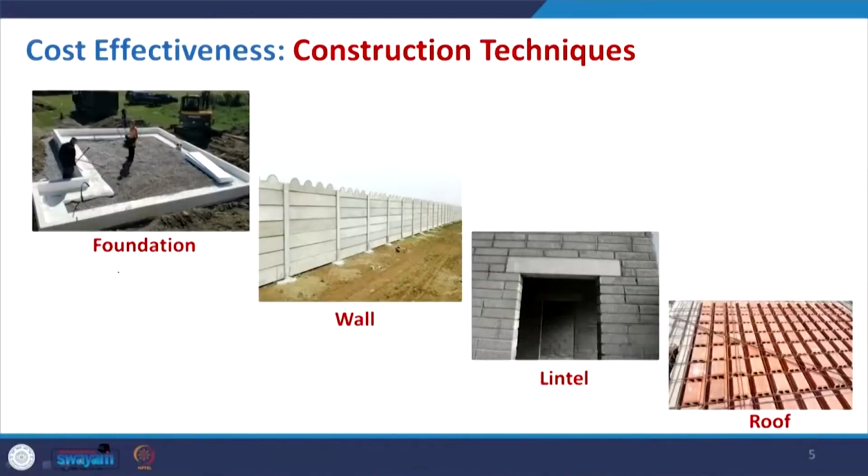In the construction technique, as you see in this slide, we can divide our structure into 4 components: foundation, wall, lintel, and roof. You can also consider the plinth and other components, but these are the major components into which you can explode a building. These are the cases which are very essential to get all kinds of precision.